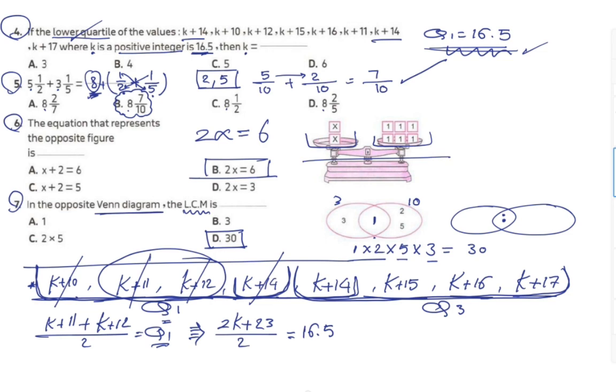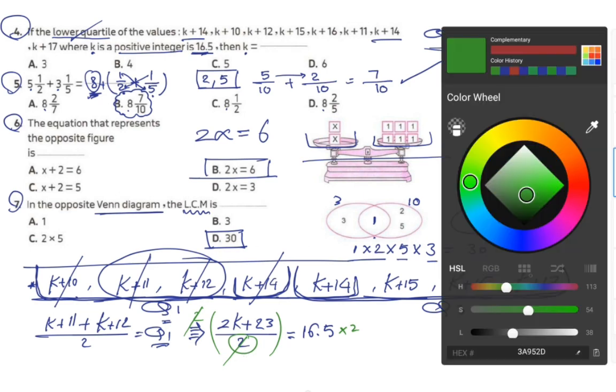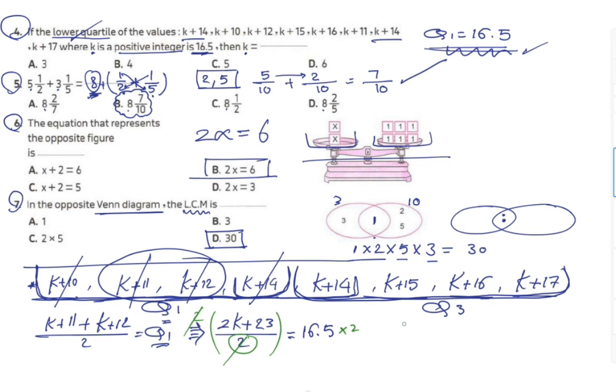How to solve this equation? What's your problem here? This 2. So I will multiply by 2 here. 2 by 2k plus 23 over 2 equals 16.5 by 2. Because I will delete this, 2 over 2 equals 1. So I finished the problem of 2 in the denominator here. So let's continue. Okay, now what do you have? We have 2k plus 23 equals 16.5 by 2.